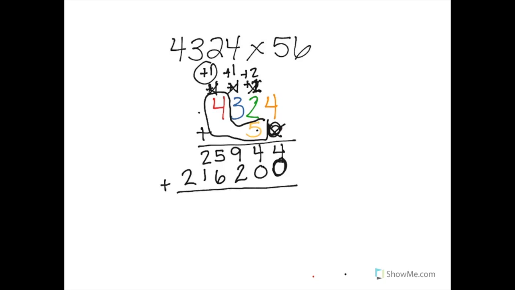And now I'm going to add them together. 4 plus 0 is 4. 4 plus 0 is 4. 9 plus 2 is 11. 5 plus 6 is 11 plus the 1 up here, which is 12. And then 1 plus 2 plus 1 is 4. And then bring down the 2. And there I have my answer.